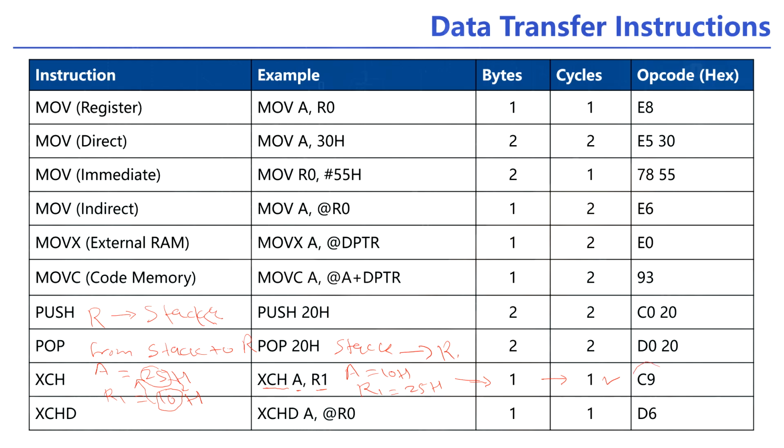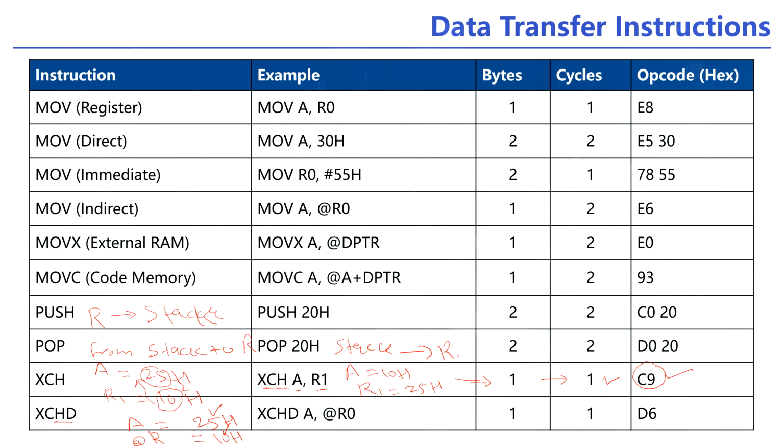And the opcode, if we want to use it as an opcode of this instruction, is C9, right? Next thing, exchange digit. This only exchanges the digit, meaning the lower nibble will be exchanged. So we can consider here, suppose we have A equal to 25H, and @R0 equal to 10H, the same value we are using here. The lower nibble, that is this thing, and the lower nibble, that is this thing, will be interchanged.